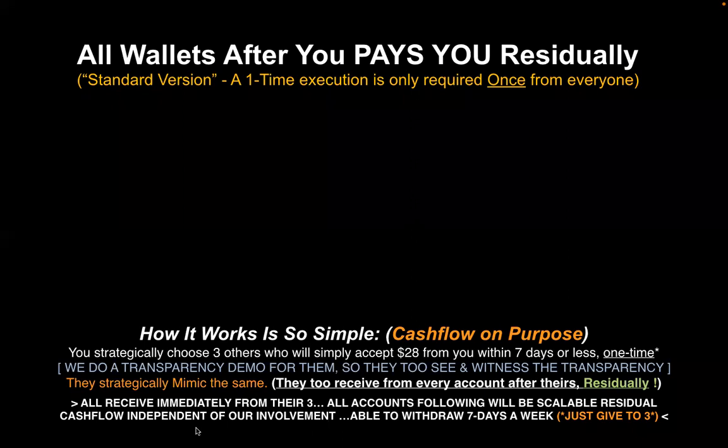So again, all wallets after you pays you residually, Dominique. And that goes for everyone. Now, this is the standard version. We also have a 10X version. I'm not going to talk about the 10X, we're just going to talk about the standard, okay?